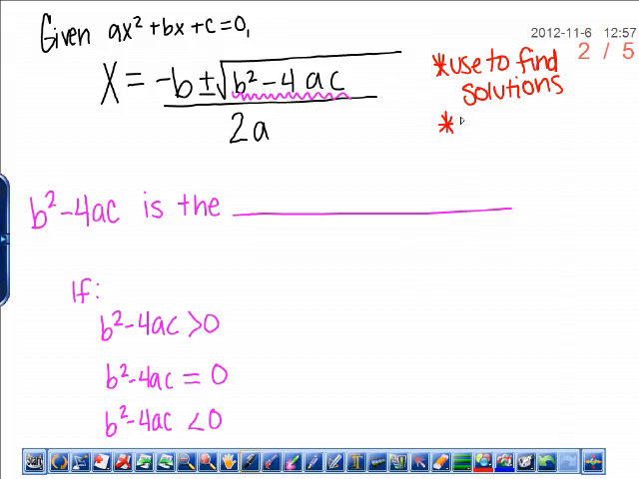You can use the quadratic formula with any quadratic function. You will always be able to find your roots with the quadratic formula. It's not always the most efficient one, okay? But it does work every time.